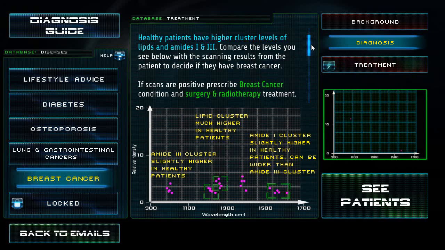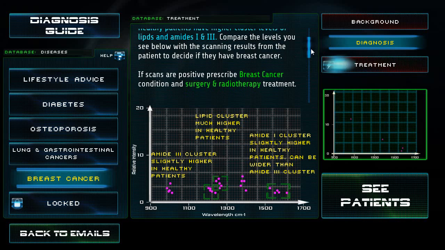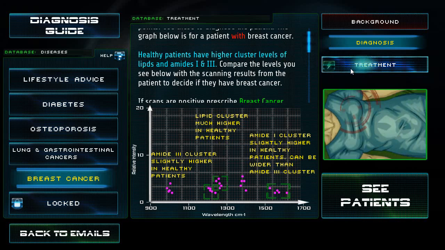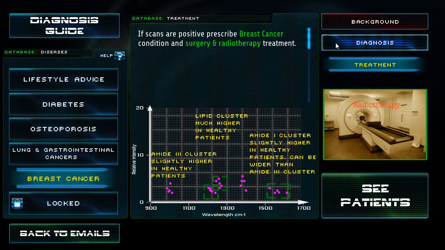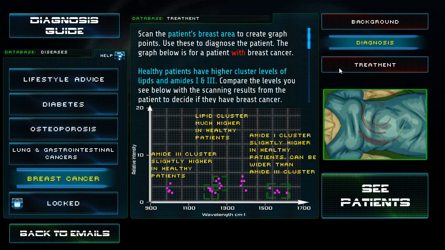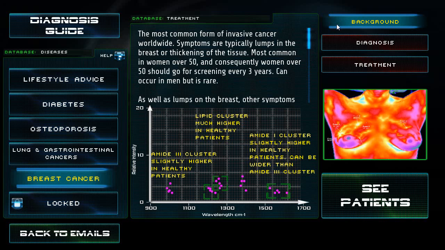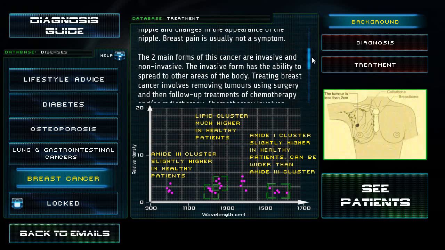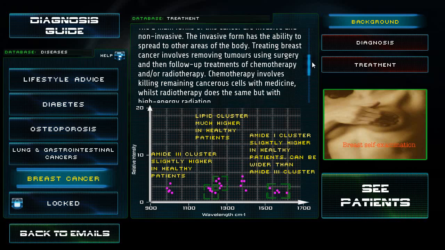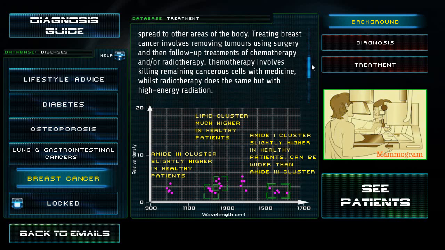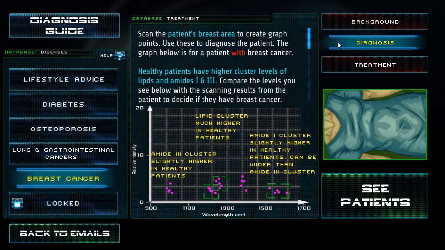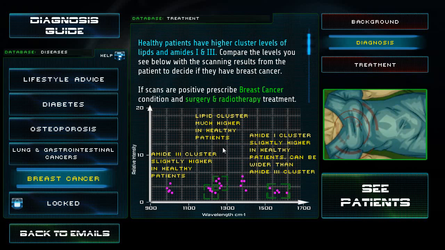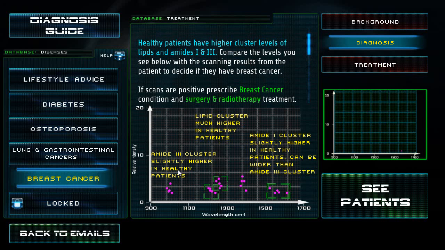If scans are positive, prescribe breast cancer condition and surgery and radiotherapy treatment. Scans are positive, prescribe surgery and radiotherapy. Wait, what? It said I could... So, I guess chemo is not an option in this game. So, God. See, I mean, I don't know.